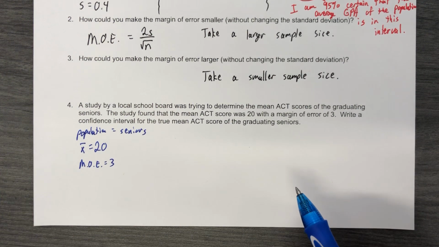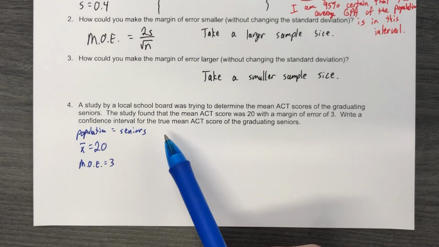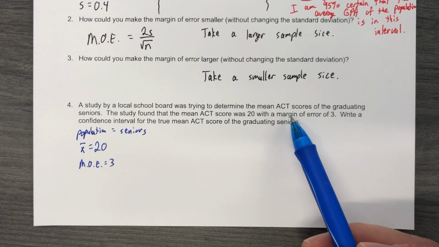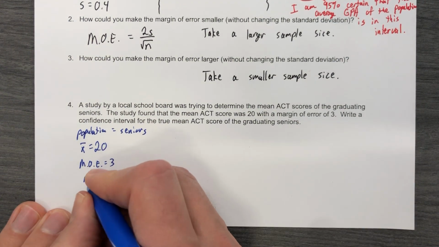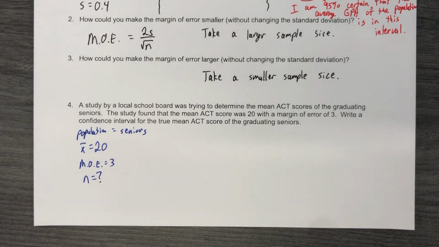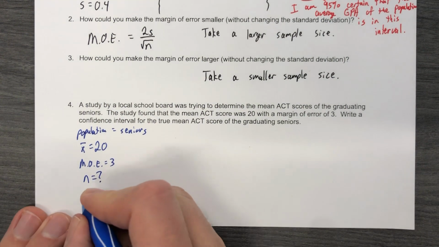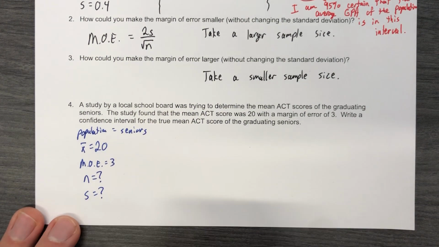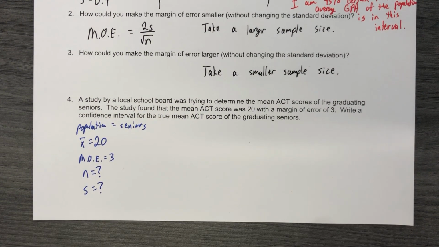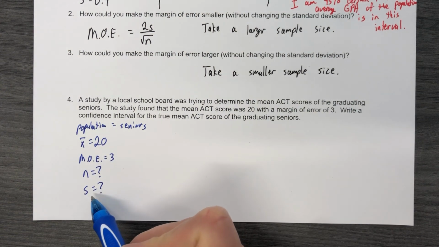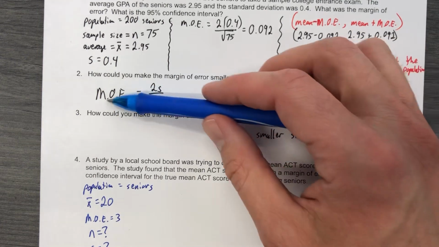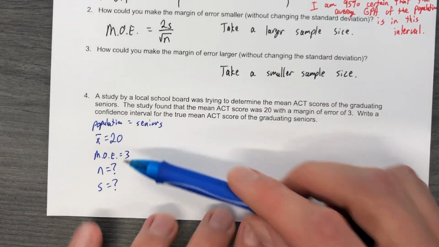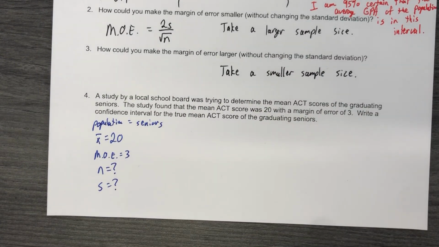So here's what happened. There's this local school board, and they want to know the mean ACT scores of the graduating seniors. So they just took a handful, and we don't even know how many seniors they did as a sample size. We don't know actually, and we don't know the standard deviation either. And I'm okay with that, because I would need the standard deviation and the sample size in order to determine the MOE, margin of error. I already know that. So done, like mission accomplished. I have what I need.